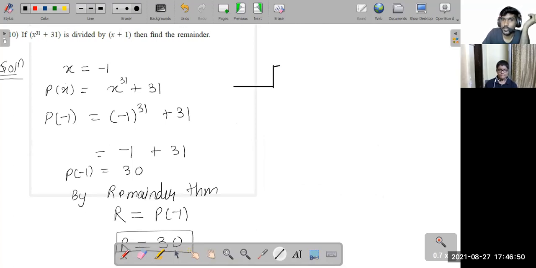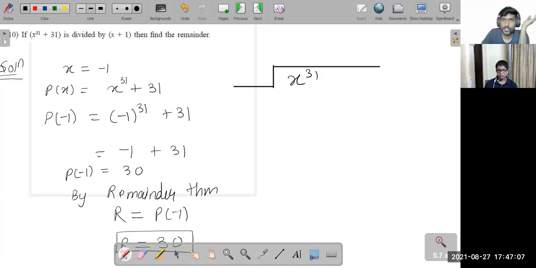Synthetic division will just be too big. It will be very big because the highest power is 31. And if you write it in the index form, it will be very big. 0, 0, 0, 30 times you will have to write it. So avoid synthetic division here.